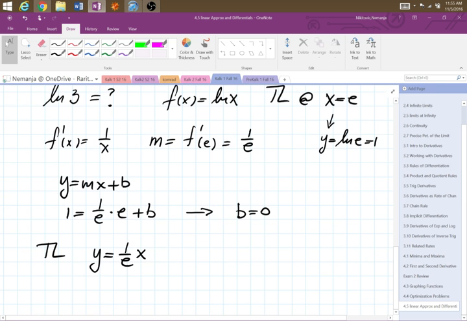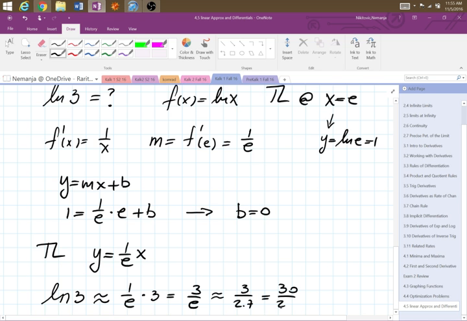Now, ln 3 is approximated by computing 1 over e times 3, which is 3 over e. Now, e is about 2.7, which I'm going to call 30 over 27. Cancel that by 3. Get 10 over 9, which is about 1.1.